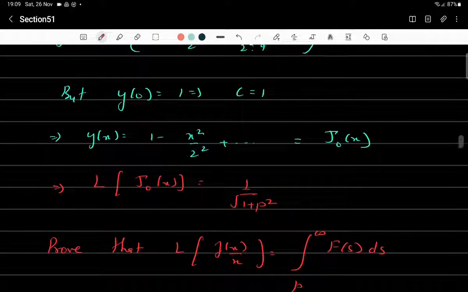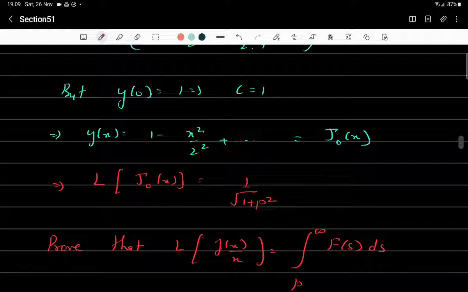Next important result is Laplace of f of x by x. In today's lecture we may not be able to cover many exercises based on so much concept, so I will continue it in the next lecture, but today we will cover most of the theory. So Laplace of f of x by x is equal to the integration from p to infinity of capital F of s ds. I can solve it by starting with the left hand side or the right hand side. Let's start with the right hand side.